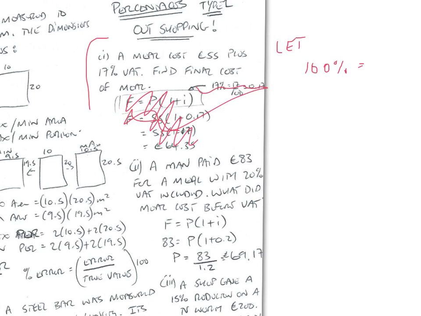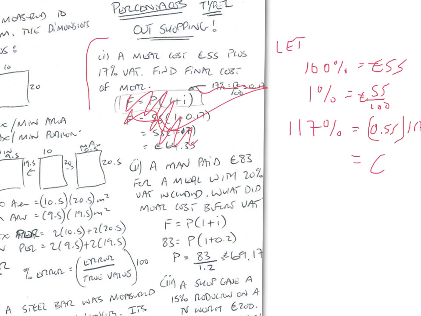So we just let 100% equal €55. 1% is equal to 55 over 100, and the final cost will be 100% for the meal plus 17% for the VAT, so it would be 117%. So our final cost will be 55 divided by 100 is 0.55, times 117, and that's equal to €64.35. Excuse the scribble.